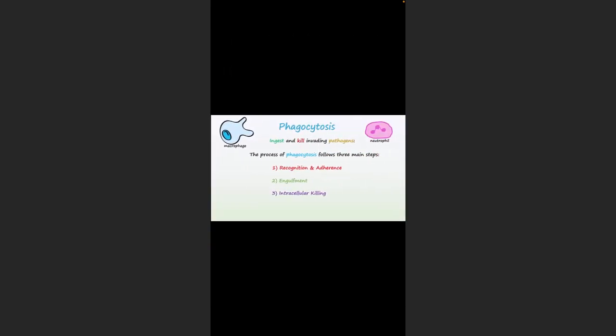The mechanism of phagocytosis occurs in the following manner. We have macrophages and neutrophils for this process to occur. They ingest and kill invading pathogens in three main steps. First of all, recognition and adherence. Second is the engulfment, and third is the intracellular killing. What happens in the recognition and adherence?